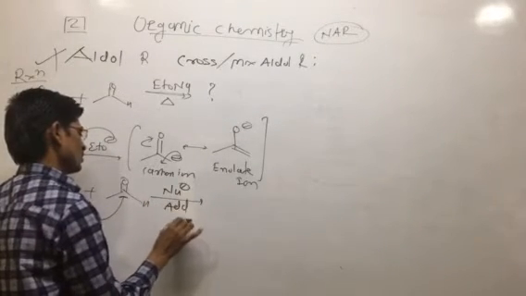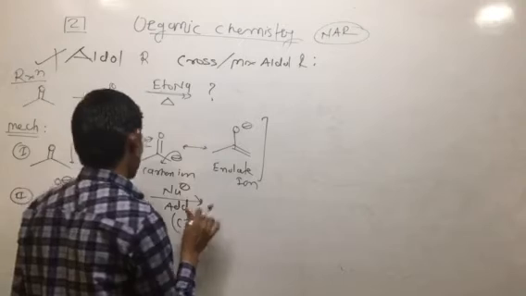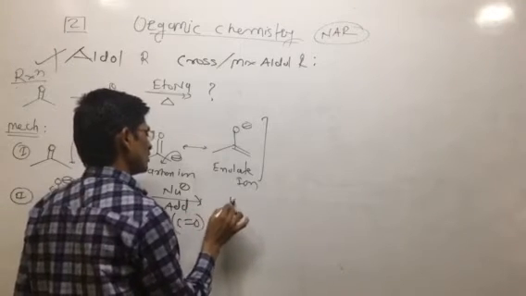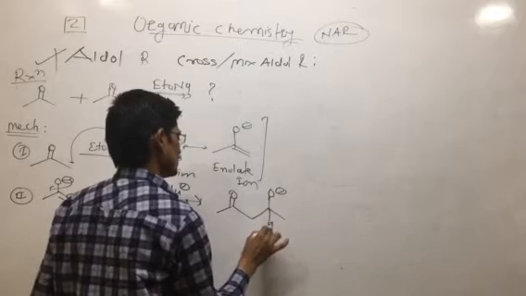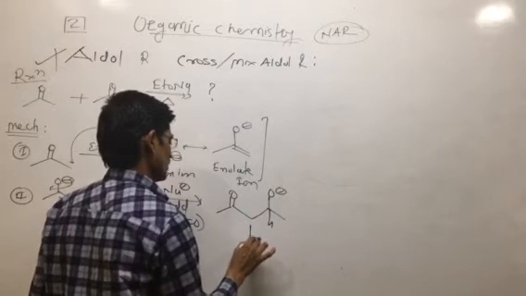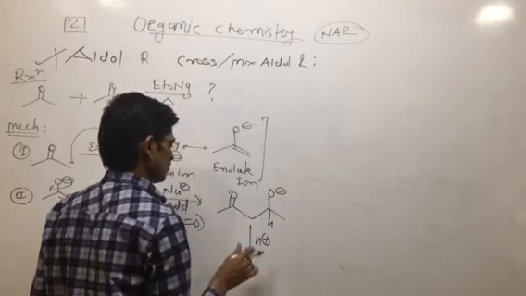Nucleophilic addition on the carbon-oxygen multiple bond, as you can say, a carbon-hetero multiple bond. Again, here a new C-C bond is generated. These are the hydrogen atoms. So under acidic condition, H plus, it becomes OH.